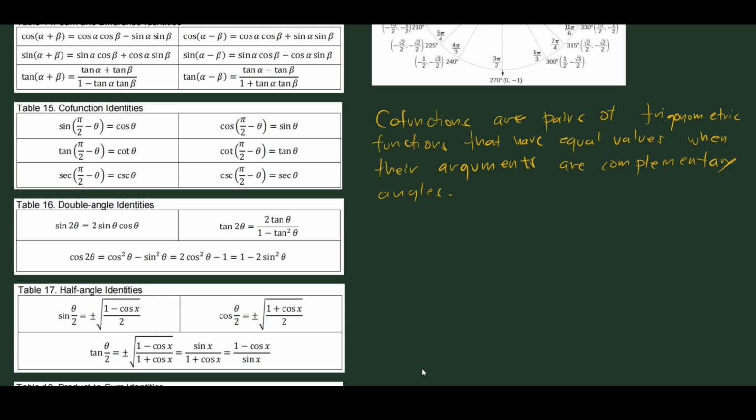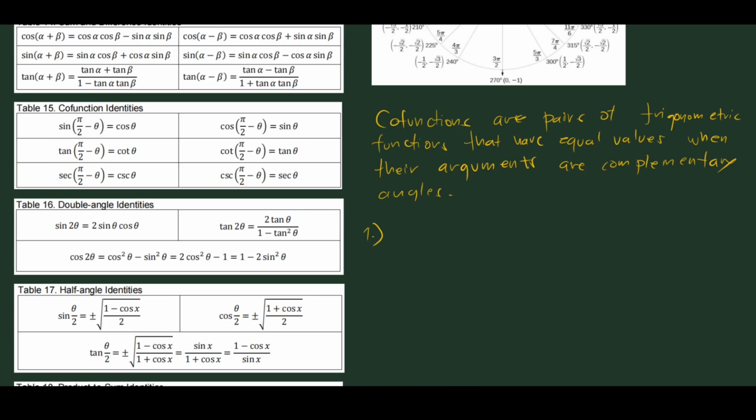Okay, so let us now proceed to cofunction identities. So cofunctions are pairs of trigonometric functions that have equal values when their arguments are complementary angles. So as you can see here in the table, we have sine and cosine are cofunctions, and tangent and cotangent are cofunctions, and also secant and cosecant are cofunctions. Okay, so how are we going to apply these identities? So let us do some examples.